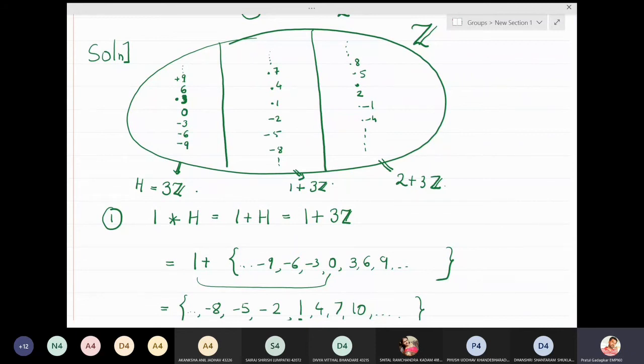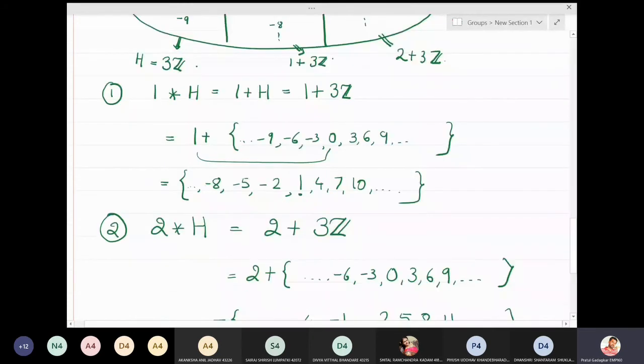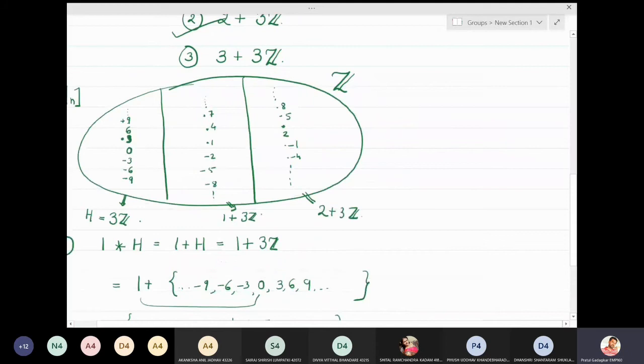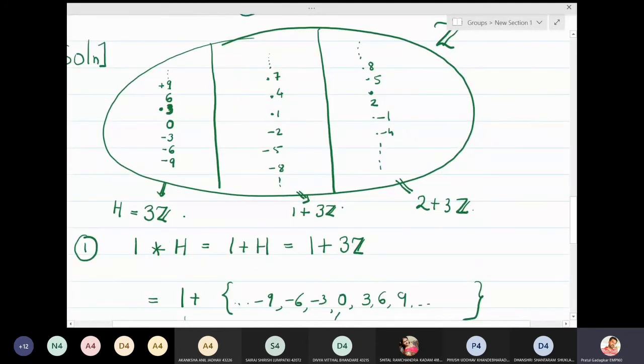So this means that if I look at this carefully, I observe that this H is not only 3Z plus H, but it can also be written as 3 plus 3Z, because 3 plus 3Z is also coming to be the same thing. So I can also give this set a different name. Can you guess what that name is? 1 plus 3Z, because 1 is there. So this coset can also be written as 4 plus 3Z. You will get the same elements. So 4 plus 3Z is the same as 1 plus 3Z.